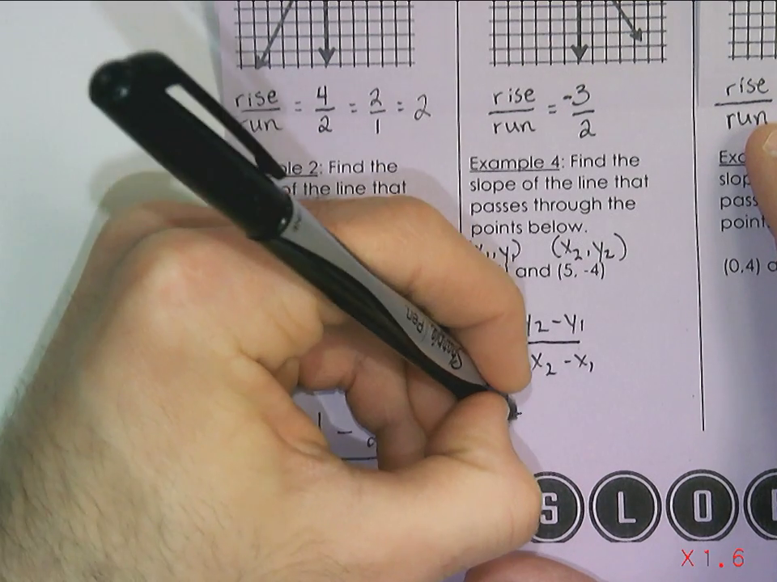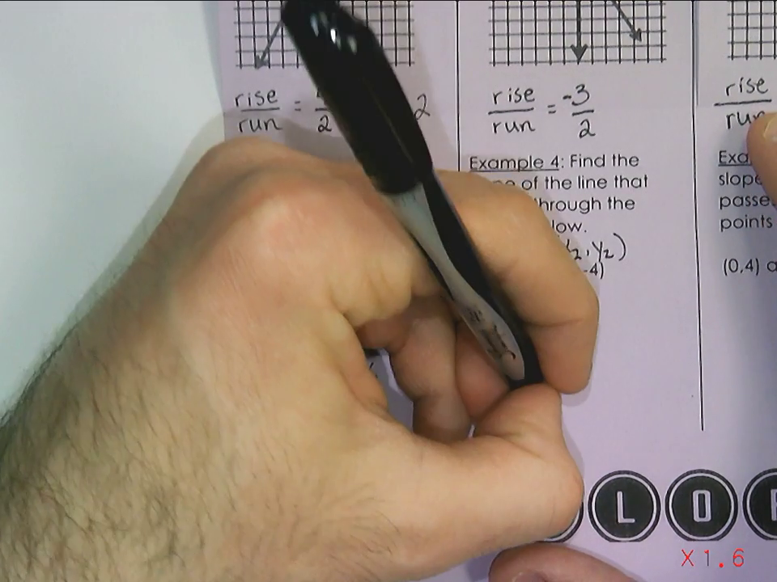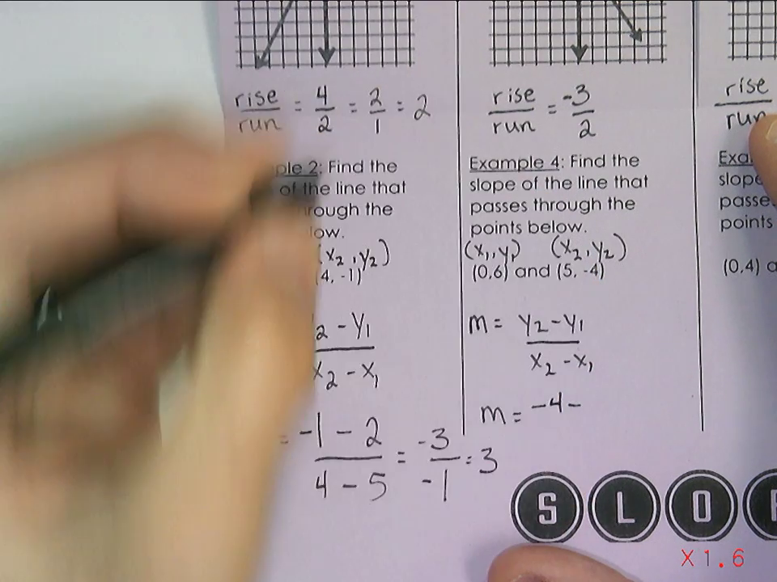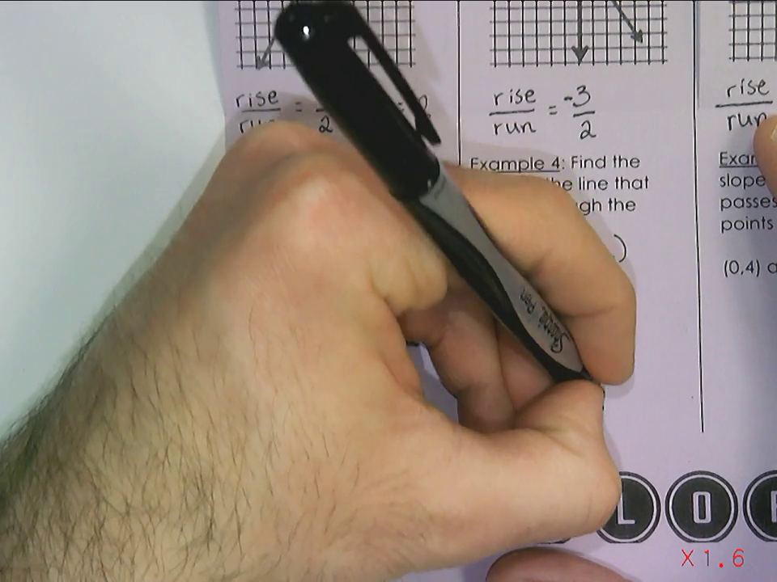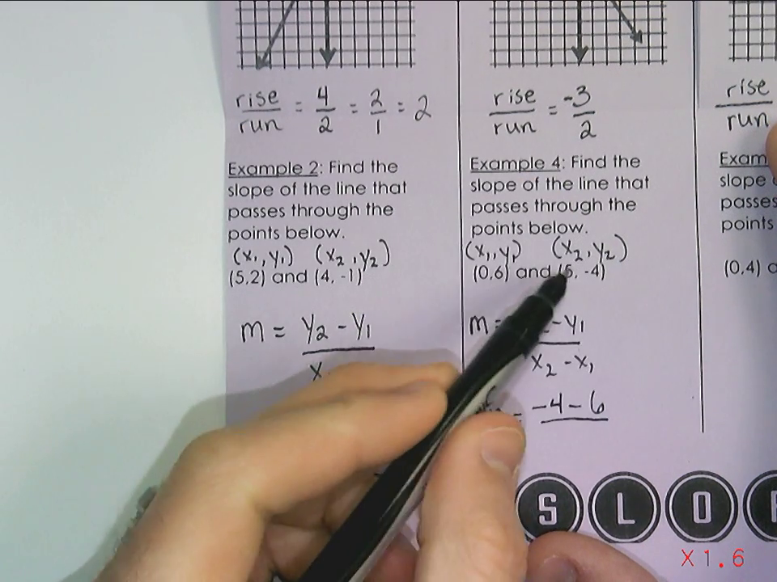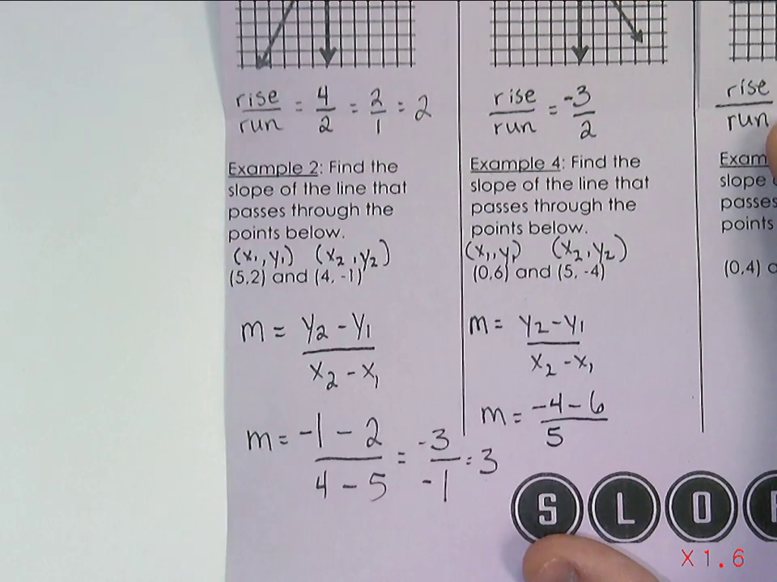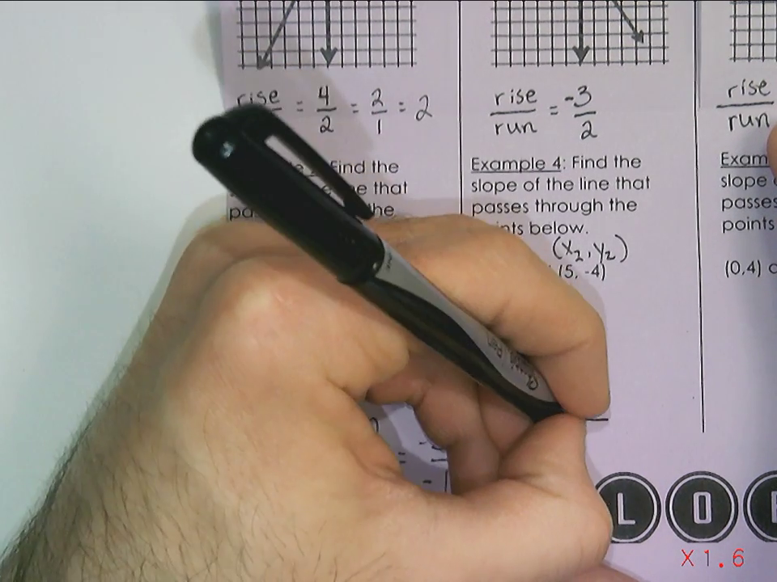Let's do this below here. So m equals, y2 is negative 4 minus 6, and that would be over x2, which would be 5, and x1, which would be 0.